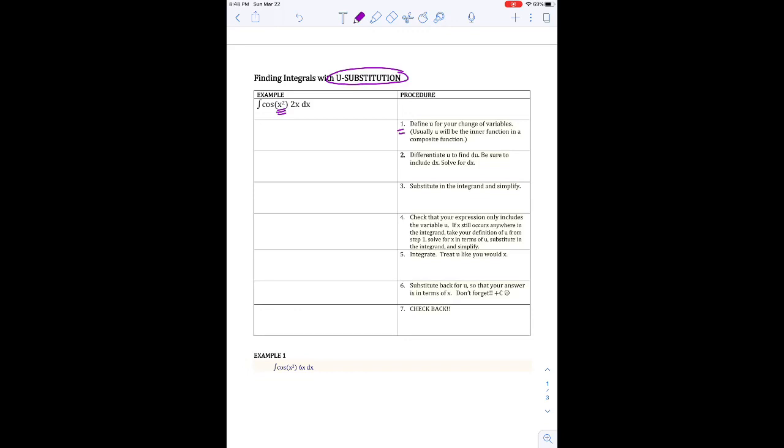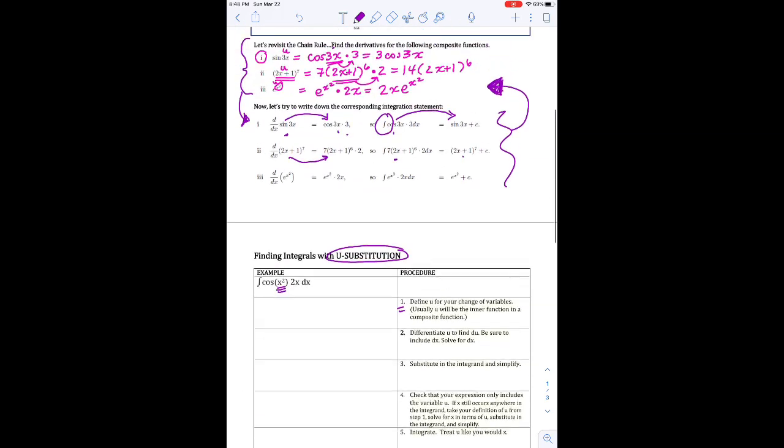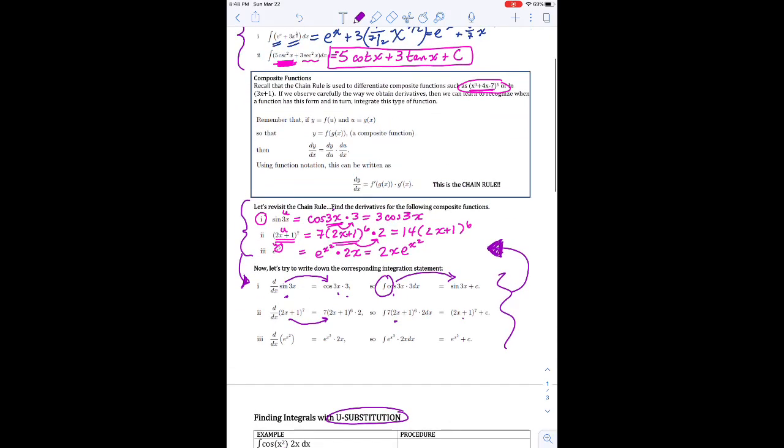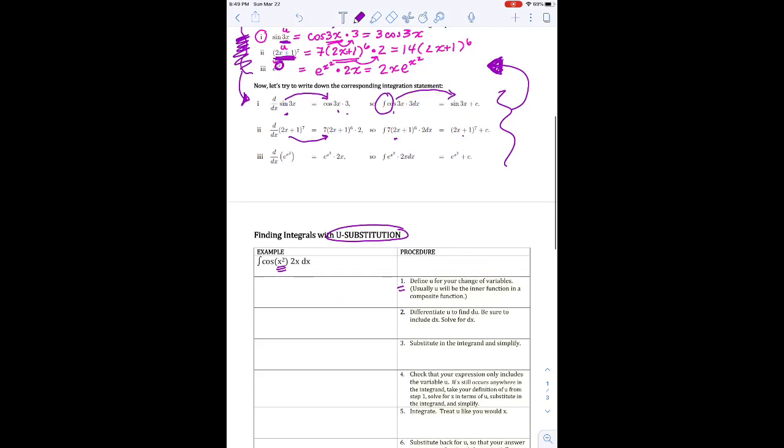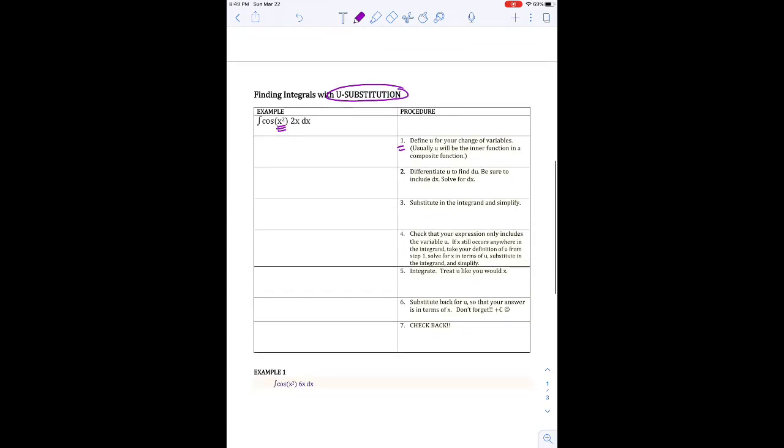So we figure out what u is. So u is always the thing that was inside. So again, if I scroll back here for a second, you can see the u on these sections here. The u here was 3x, the thing inside of the sine. The u here was 2x plus 1, the thing inside of the thing to the 7th power. The u here was x squared, the thing inside. So it's always the thing kind of inside the other function. So in this case, it looks like u is x squared. X squared is the function inside of the cosine.